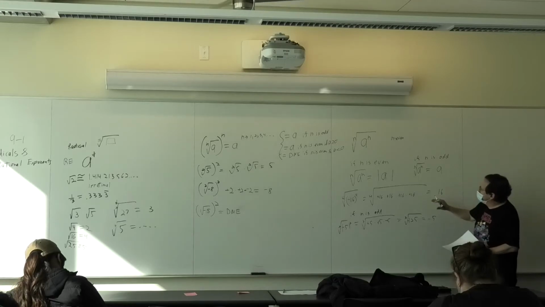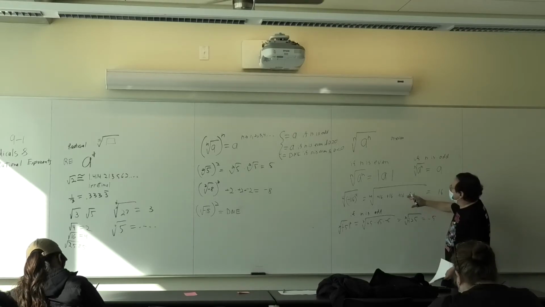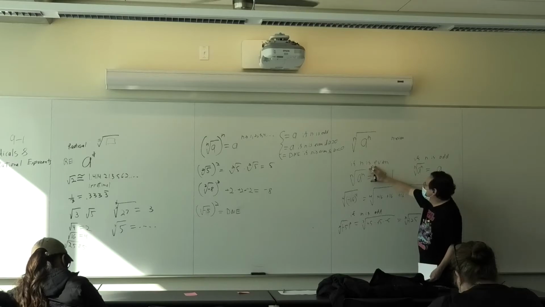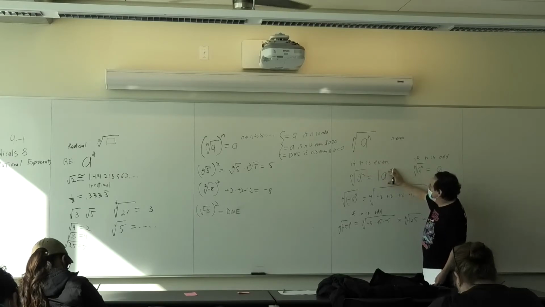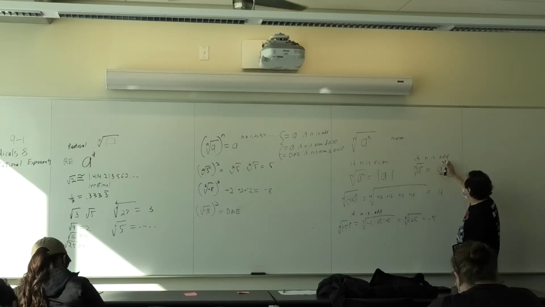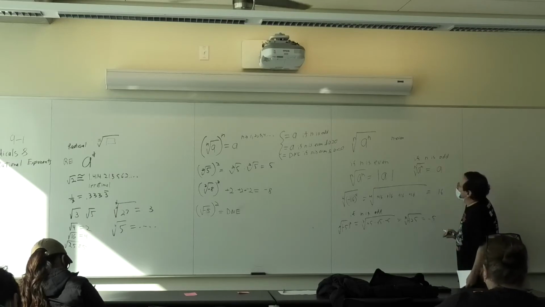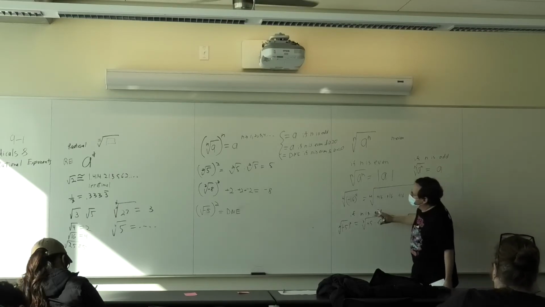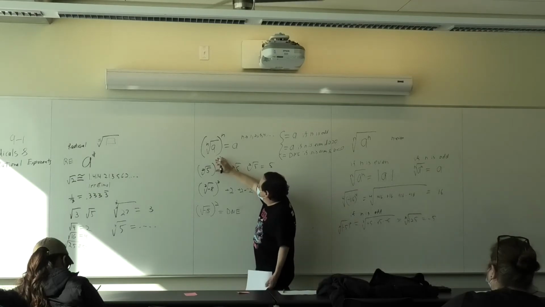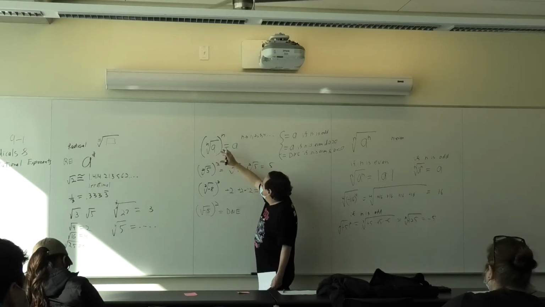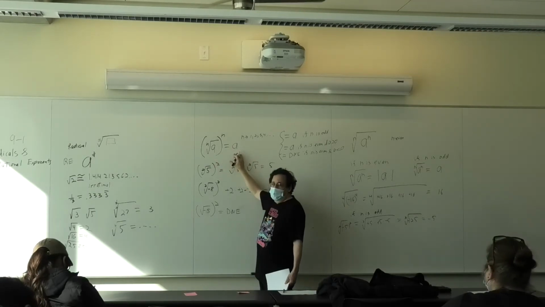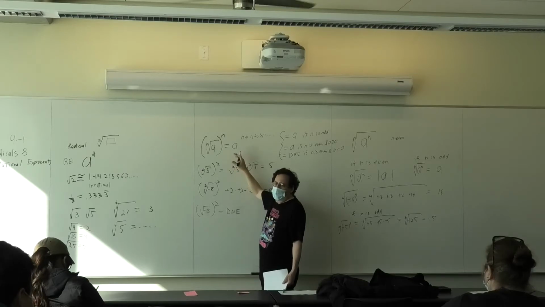So, here it's not quite symmetry, but if n is even, we get the absolute value. If it's odd, we just get the value back. Over here, if n is even, you have to be careful that you're dealing with a positive number or it doesn't exist.